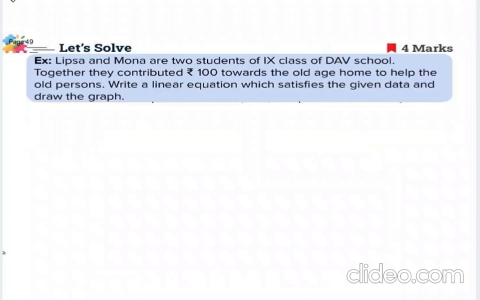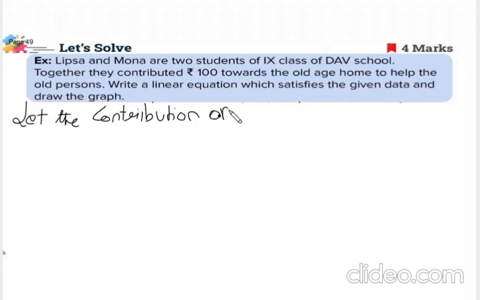Now, again we have to do variables and all. So let's say this is a 4 marker question, so listen to me carefully. So let the contribution of Lipsa, first one is Lipsa, be x rupees, x. And similarly let the contribution of Mona be y, x and y rupees.